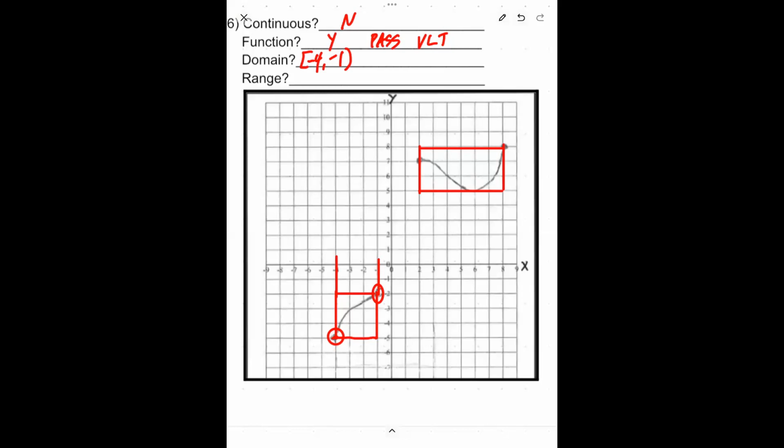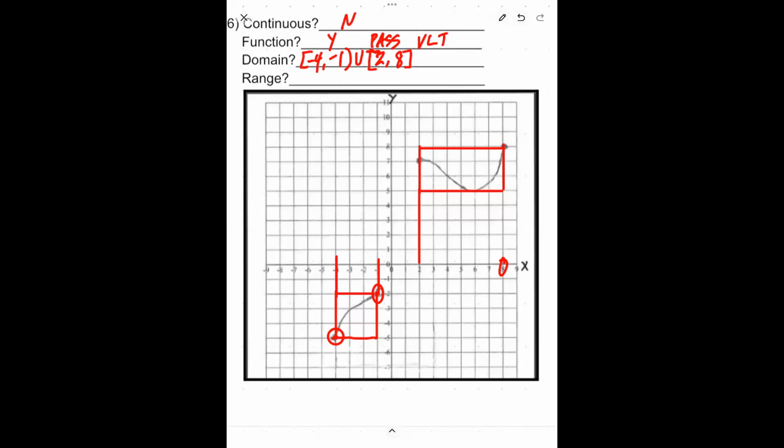So this is going to be 2. It starts at 2 and it goes all the way over to 8. Those are both closed circles, so it's going to be 2 brackets. Now, the only thing I need to do to indicate that there's a disconnect here, or that it's not continuous, is I just put a U in there. That stands for union. That means I'm going to take both of those domains and put them together to get the total domain.